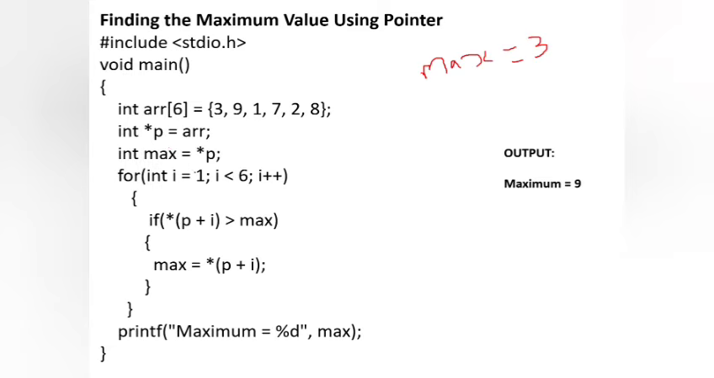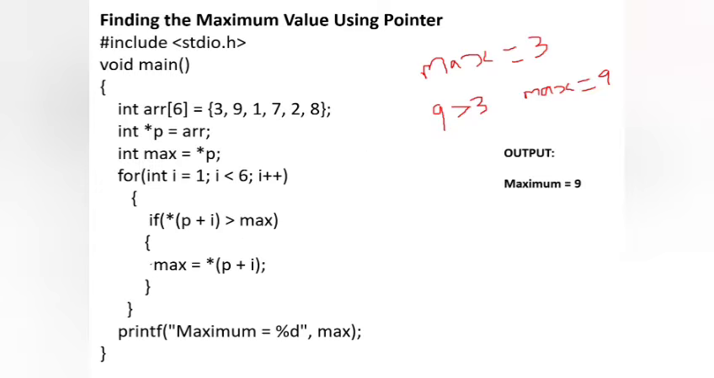Next, the 0th element we already assumed as 3. So from the first element we want to process. From the first element to the last element we are going to compare whether any maximum element is available. So the first element, what is that? 9. So we are going to check whether 9 is greater than 3. If the condition is true, then we have to change max equal to whatever value we are checking. Now we checked 9, so we are changing the value to 9 because 9 is greater than 3.